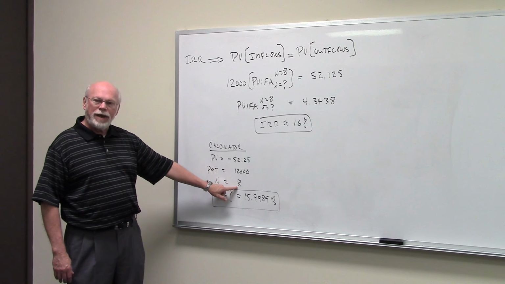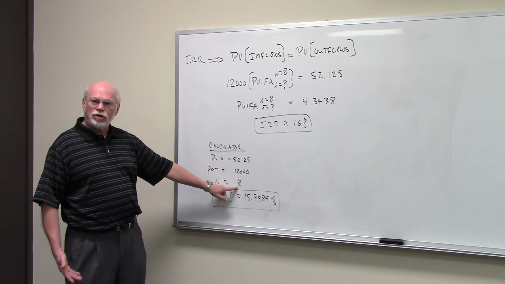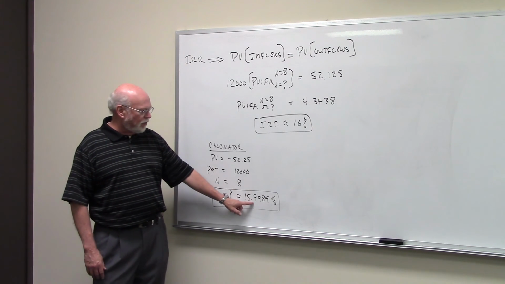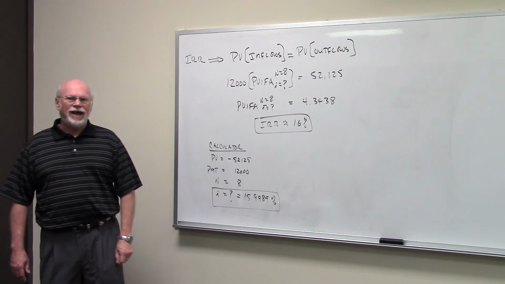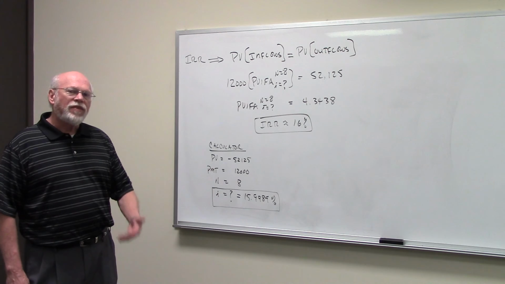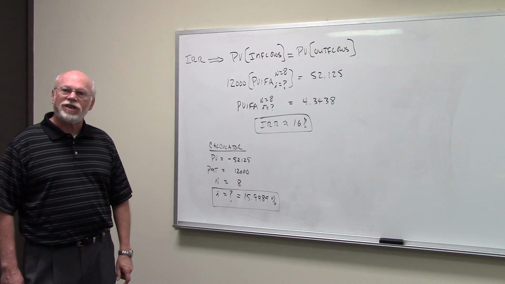N is the number of payments. We got 8 $12,000 payments. Have your calculator solve for I, and you'll find 15.9989%. That's the internal rate of return on the project. That's what we would compare to the firm's cost of capital.